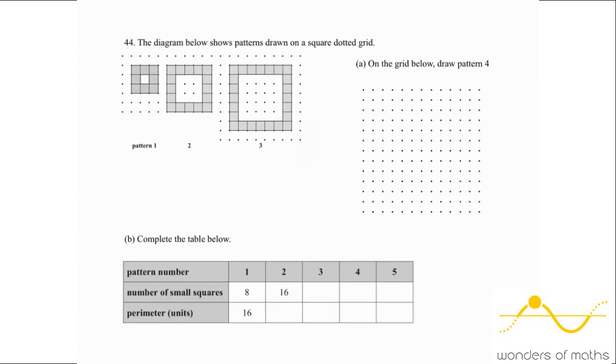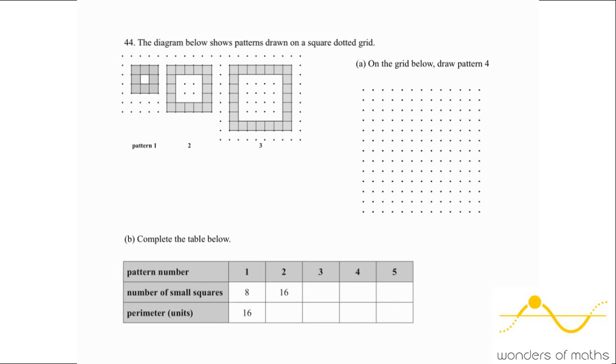The diagram below shows patterns drawn on a square dotted grid. On the grid below, draw pattern 4. You will have come across many similar problems in class. You would know that the first thing we need to do is identify any trends in the patterns, and essentially figure out a formula for the number of squares that make up the length of each pattern.